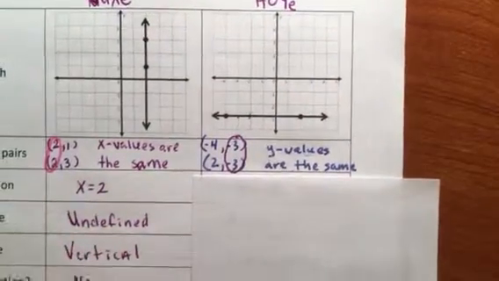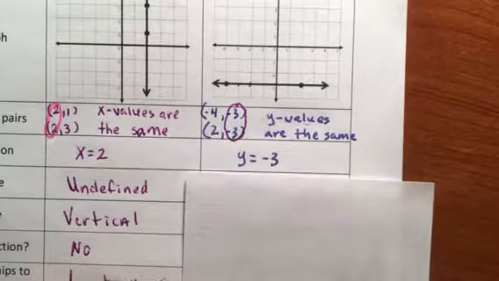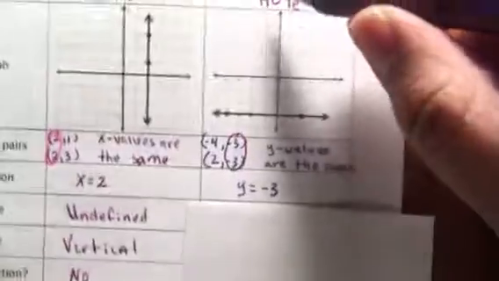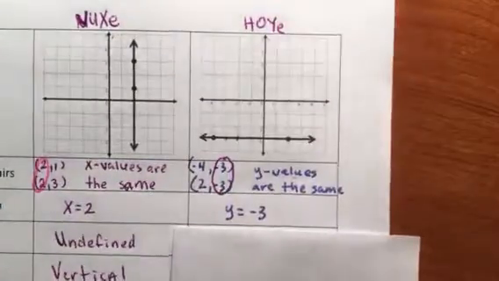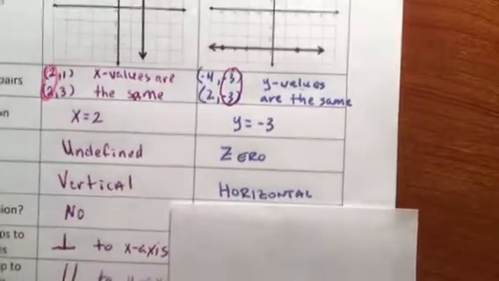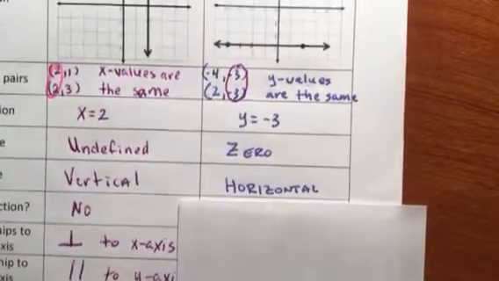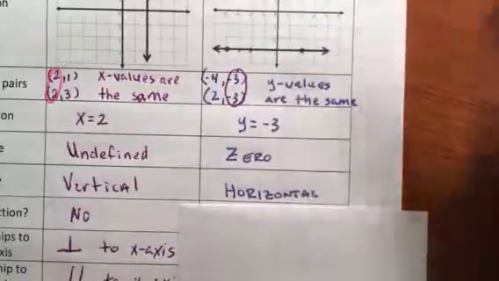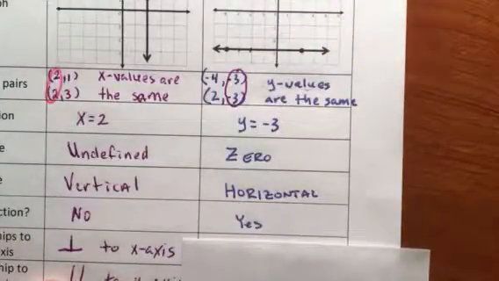So what is the equation for this problem? Y equals -3. What kind of slope is it? Because it's an H, O, Y, that should tell you that it's a 0 slope. It's a horizontal line. Is this a function? Well, if I did the vertical line test, it would pass. So is it a function? Yes.